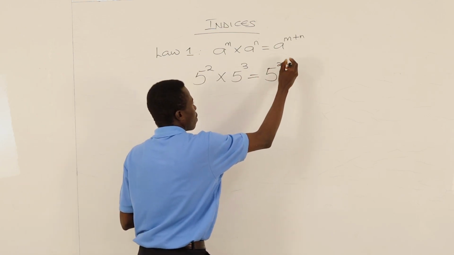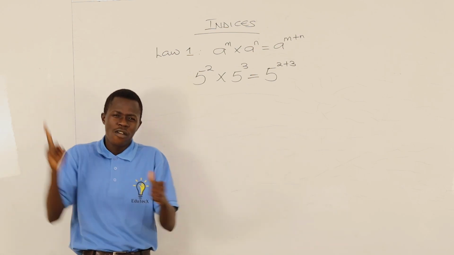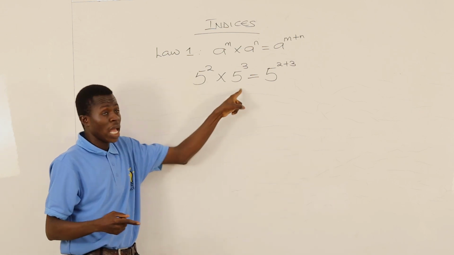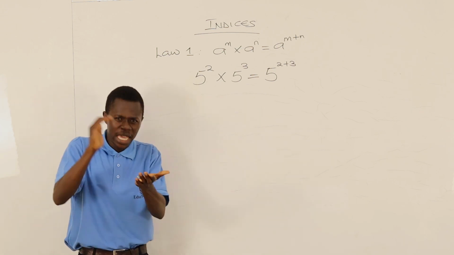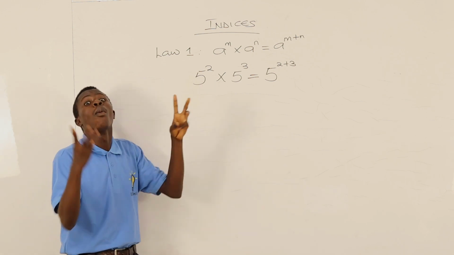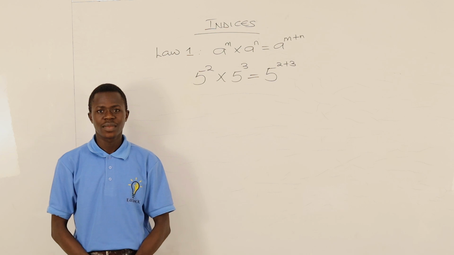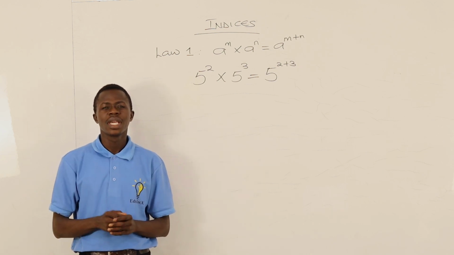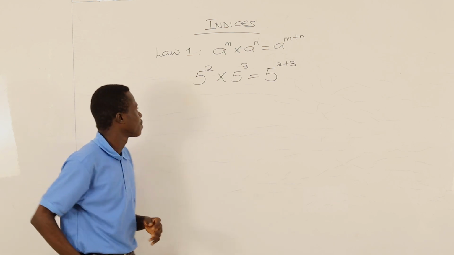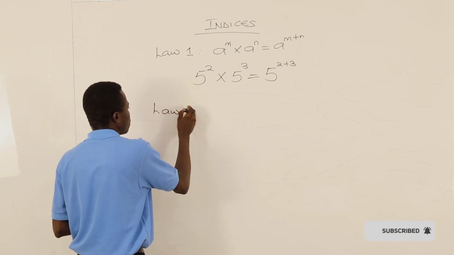The bases are the same and it is a multiplication operation. So we can apply law 1 and write 5 raised to the power 2 plus 3. So the first thing is to check the bases if they are the same. And then the second thing to check too is if it is multiplication before you can apply the law. So we are done with law 1.